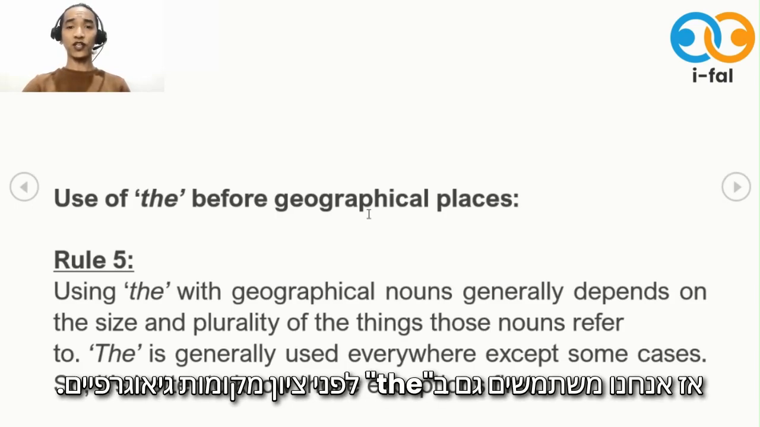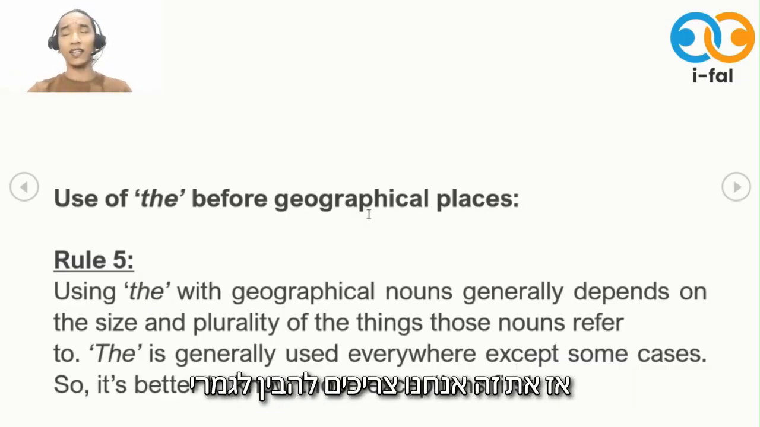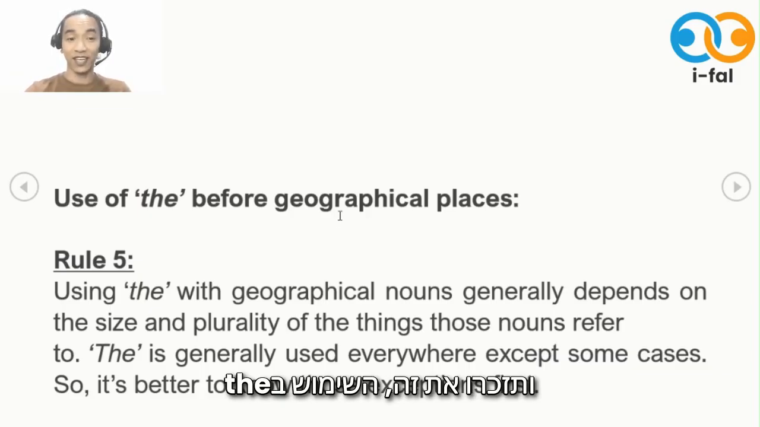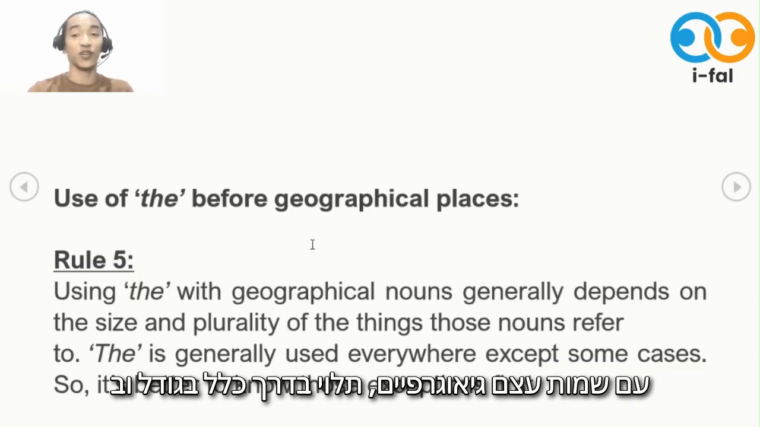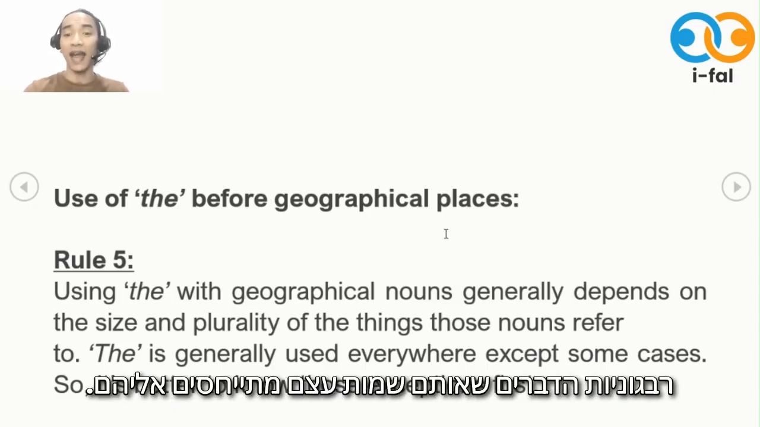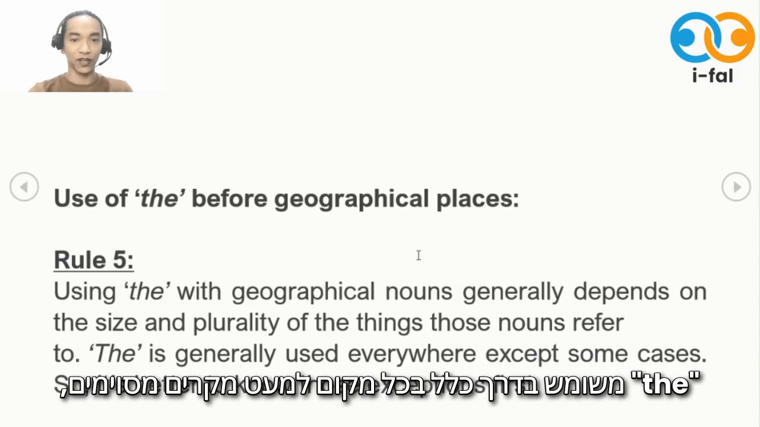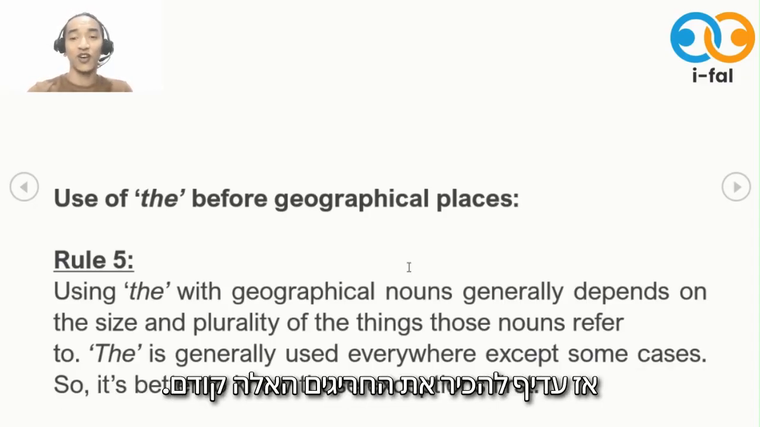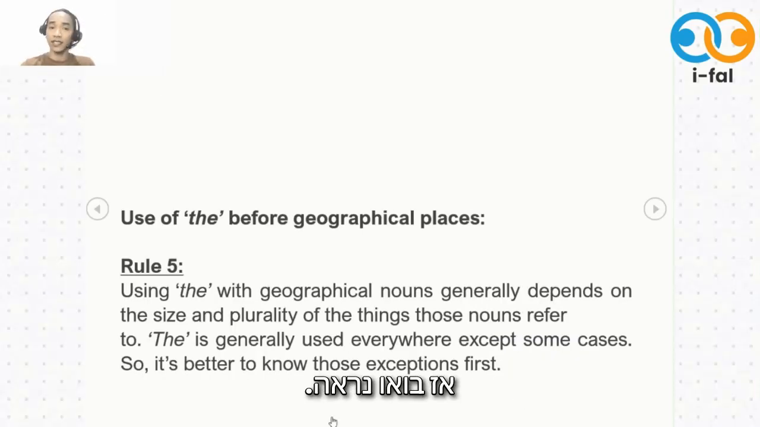So we also use the before geographical places. So this one, we have to fully understand and remember this, okay? Using the with geographical nouns generally depends on the size and plurality of the things those nouns refer to. The is generally used everywhere except some cases. So it's better to know those exceptions first. All right, so let's see.